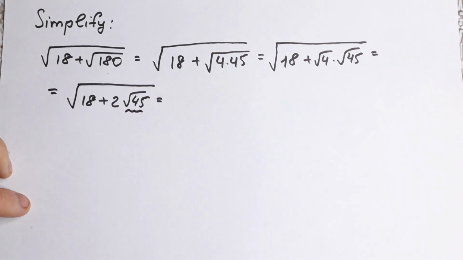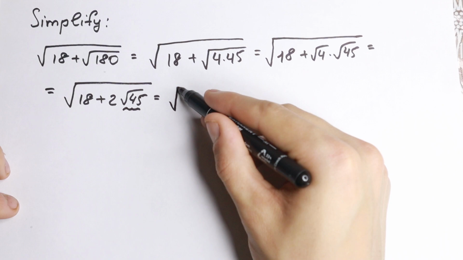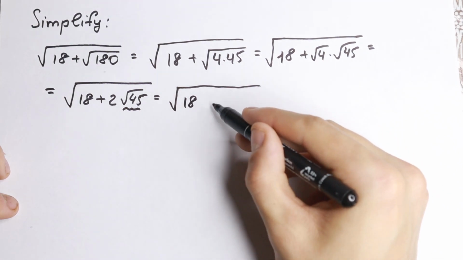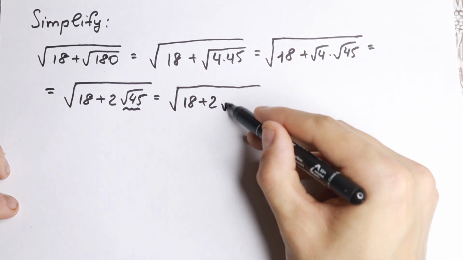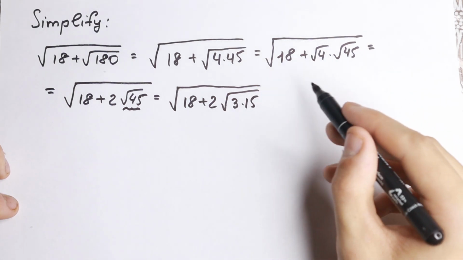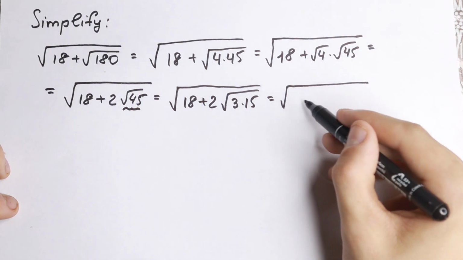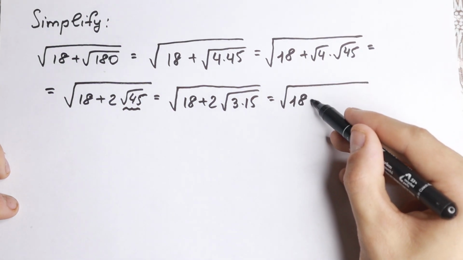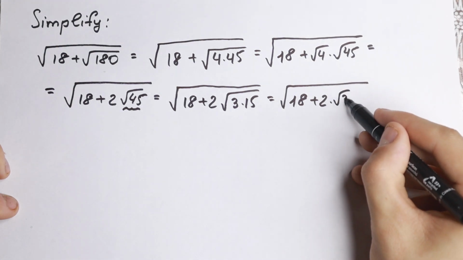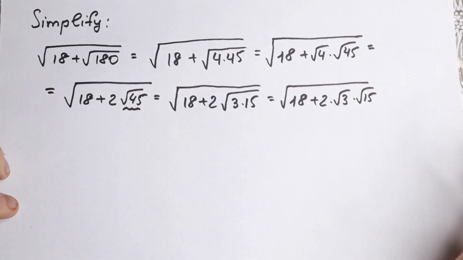How can we write it? As 3 times 15, I guess this is the obvious way. So we will have square root of 18 plus 2 times square root of 3 times 15. And moreover, using the same rule of separation, we can write it as square root of 18 plus 2 times square root of 3 times square root of 15. So this is the maximum that we can do.